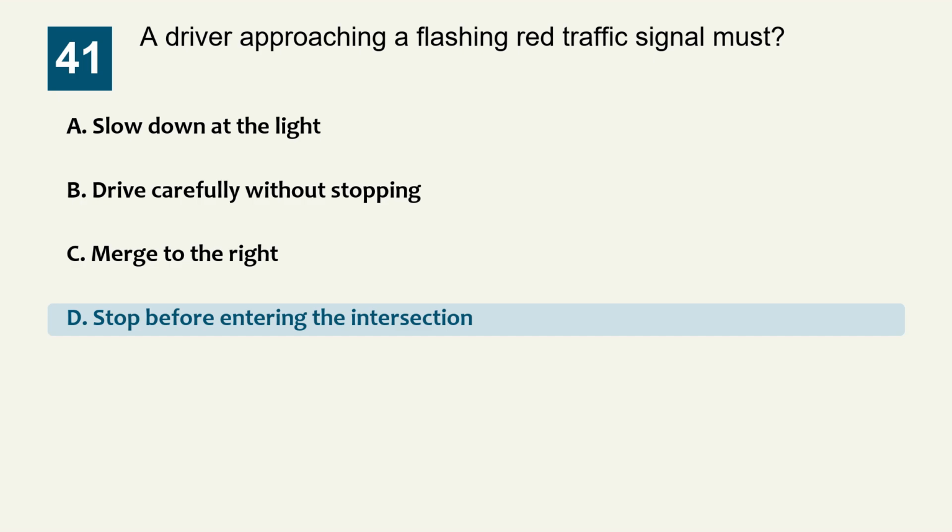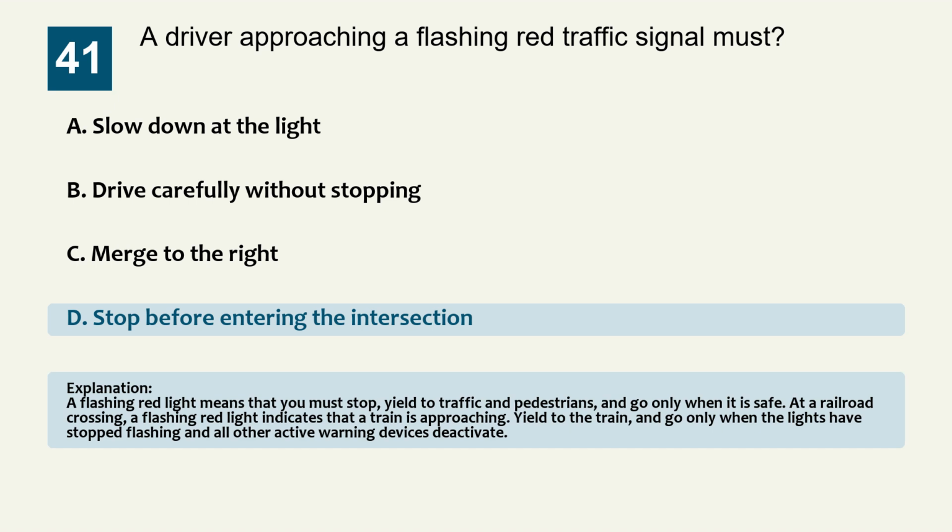The correct answer is option D. Stop before entering the intersection. A flashing red light means that you must stop, yield to traffic and pedestrians, and go only when it is safe. At a railroad crossing, a flashing red light indicates that a train is approaching. Yield to the train, and go only when the lights have stopped flashing and all other active warning devices deactivate.